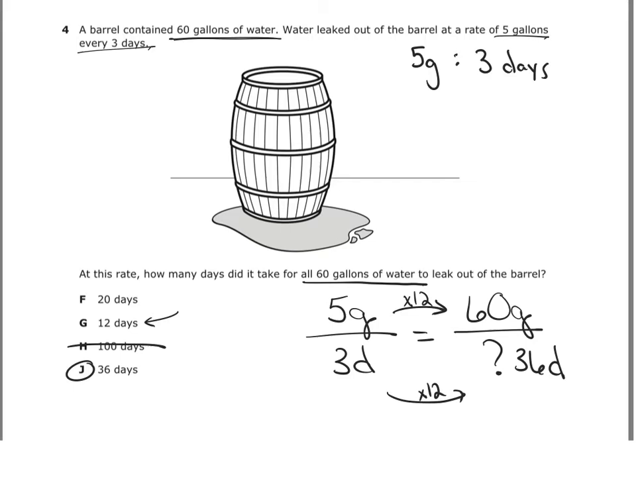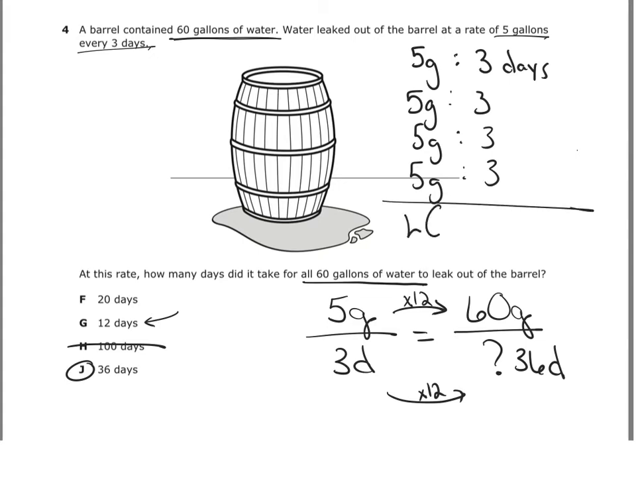Also, if you didn't remember to write a ratio, work it out. 5 gallons, 3 days. 5 gallons, 3 days. 5 gallons, 3 days. Add that up. This would be 20, and this would be 12. So clearly it can't be 12 days because that was only 20 gallons. And then you could keep adding to that until you got to 60 gallons if you didn't remember how to set up your ratio. There are more than one way to solve a problem.